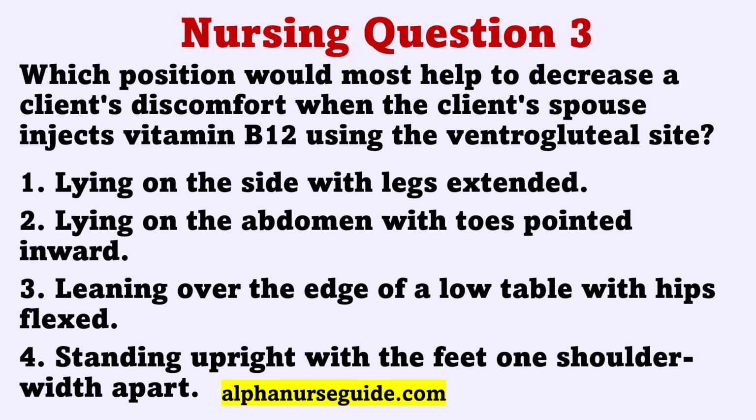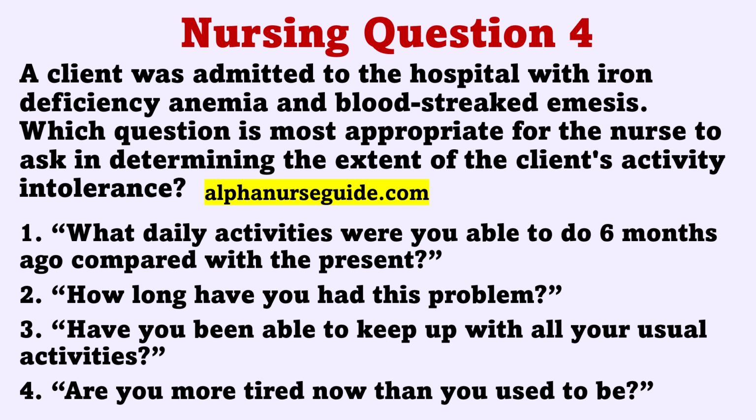muscular tension. A client was admitted to the hospital with iron deficiency anemia and blood-streaked emesis. Which question is most appropriate for the nurse to ask in determining the extent of the client's activity and tolerance? 1. What daily activities were you able to do 6 months ago compared with the present? 2. How long have you had this problem? 3. Have you been able to keep up with all your usual activities? 4. Are you more tired now than you used to be?